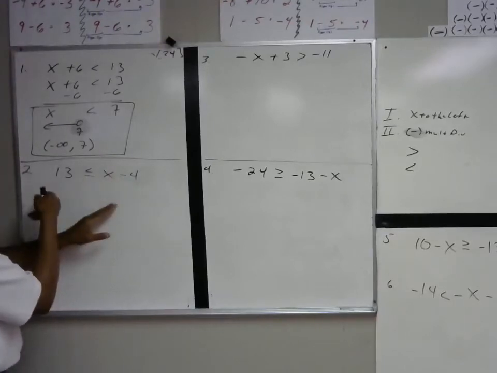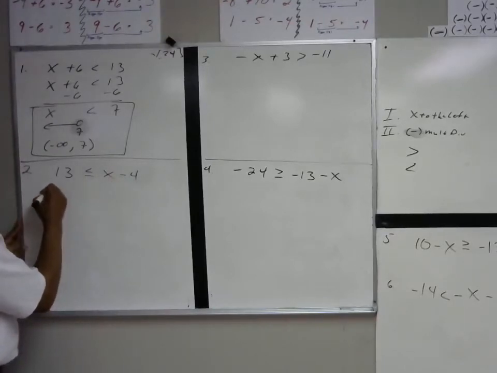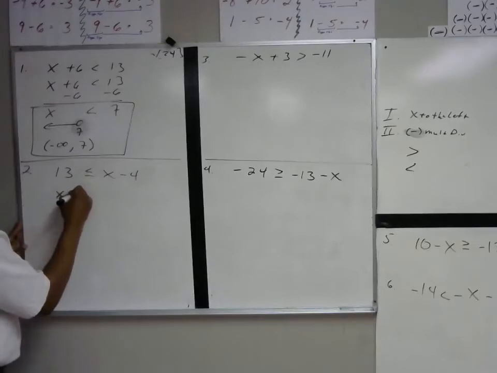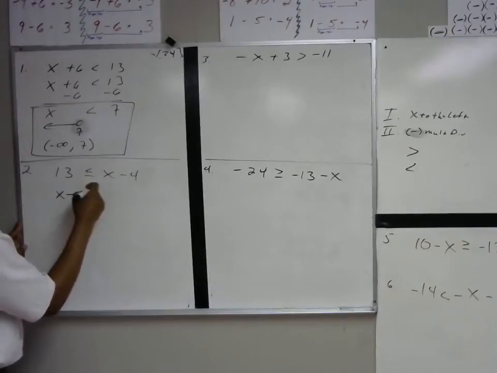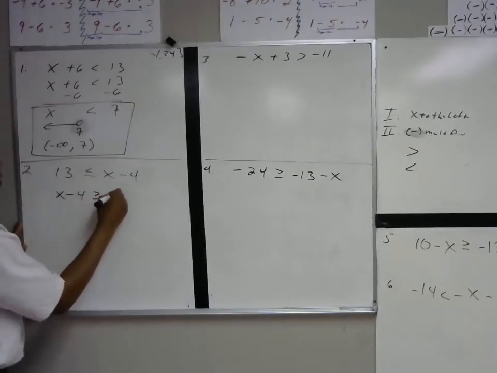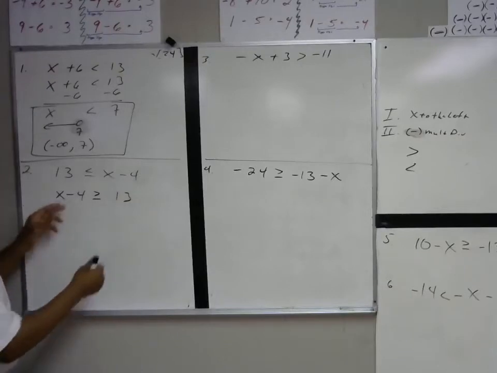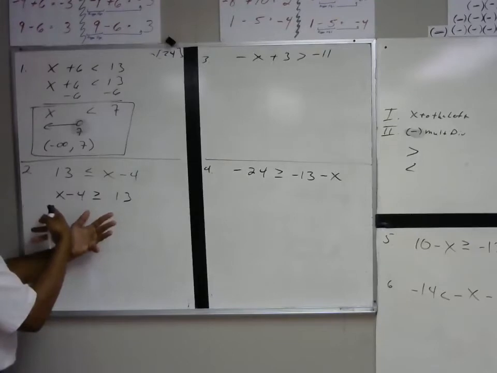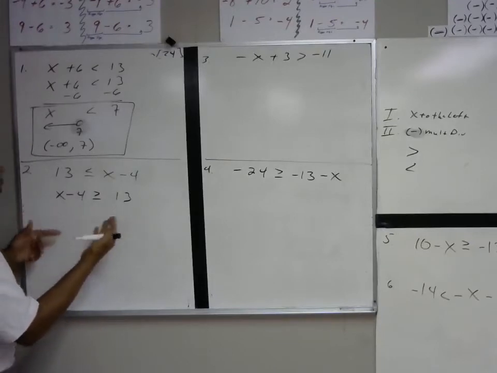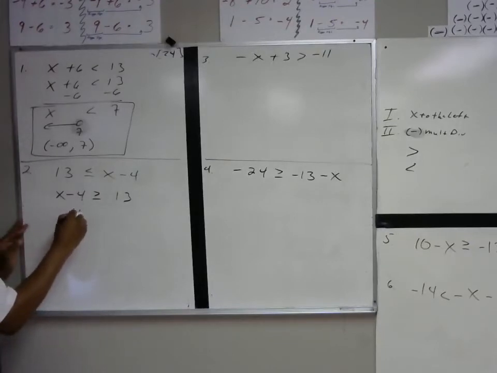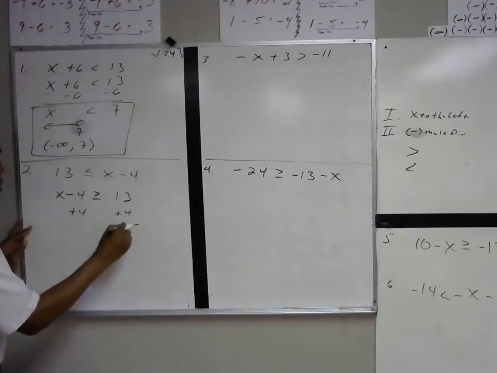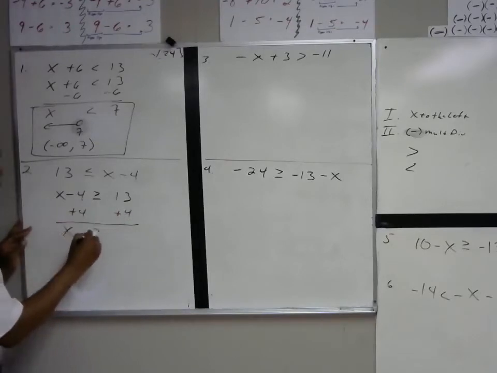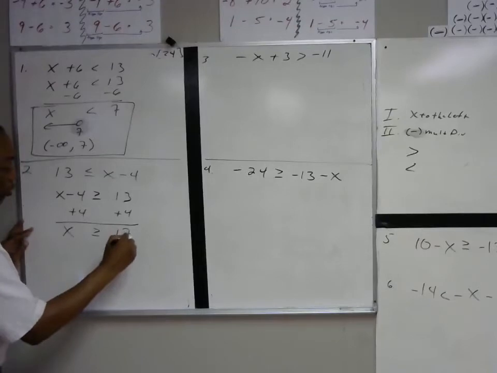When I pick it up and put it over to the side, this becomes x minus 4. This switches over to greater than, equal to, and then 13. And so basically I just put this side on this side, this side on this side. Just reversed everything. And now x is on the left. Now let's go ahead and solve for x. Add 4 to both sides. And I get x is greater than or equal to 17.